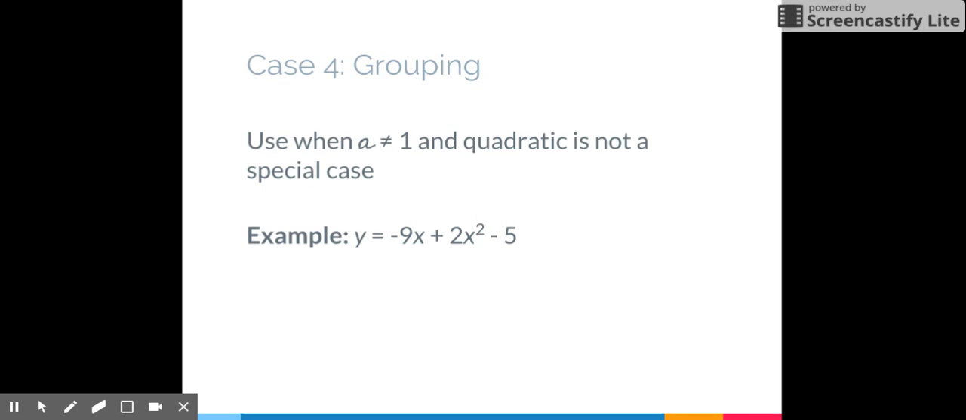Our last method for factoring is factoring by grouping. This method always works. However, it's not always the most efficient. And so we like to save this for the last possible way of factoring, and that's when your a value is not equal to 1 and you don't have a special case.